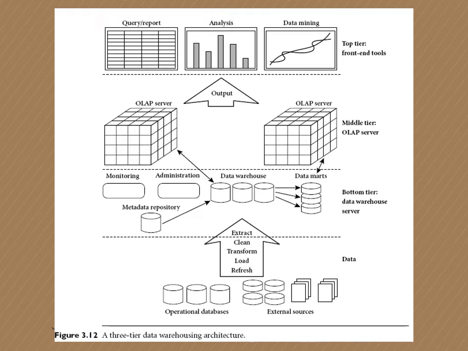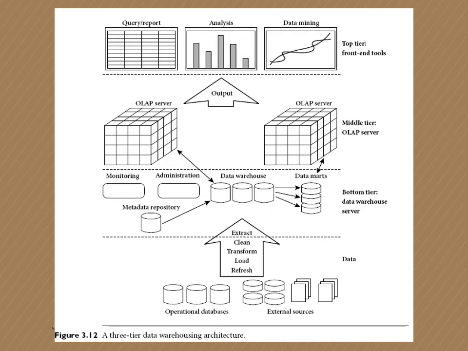We have three tiers, that are bottom tier, middle tier and top tier. Bottom tier includes data warehouse server and the actual data warehouse, and the middle tier contains OLAP servers, and top tier contains front-end tools that are used by end users.